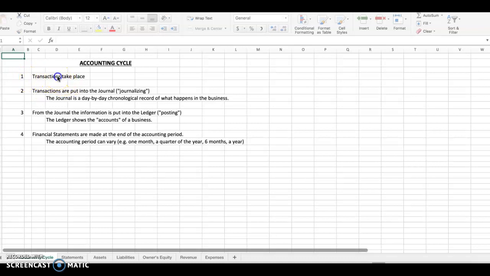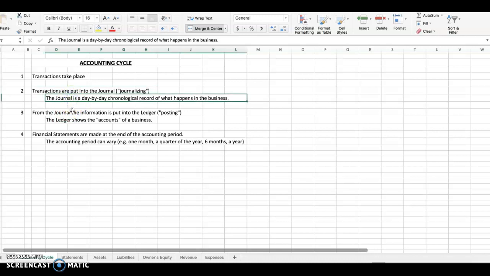Step 1, a transaction takes place. The business sells something perhaps or buys something. Something happens with the business. So that information is put first of all into a journal, the first book of the business that we will be looking at a lot in topic 4. This process is called journalizing.